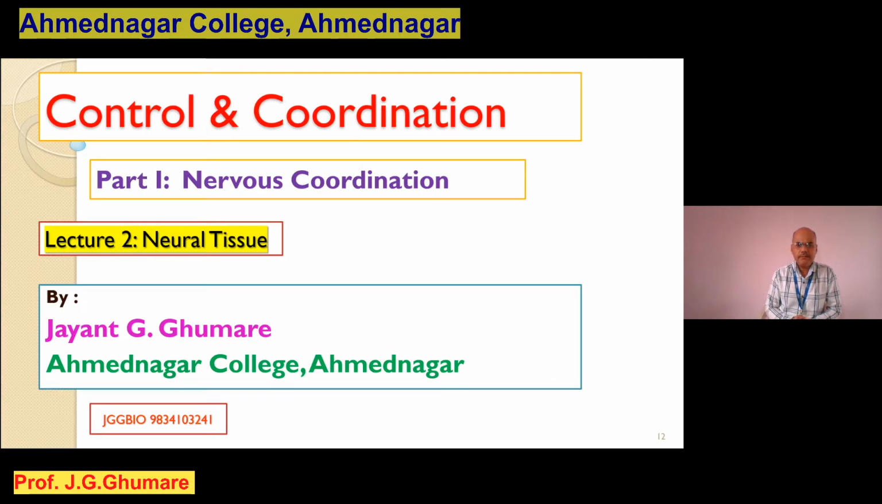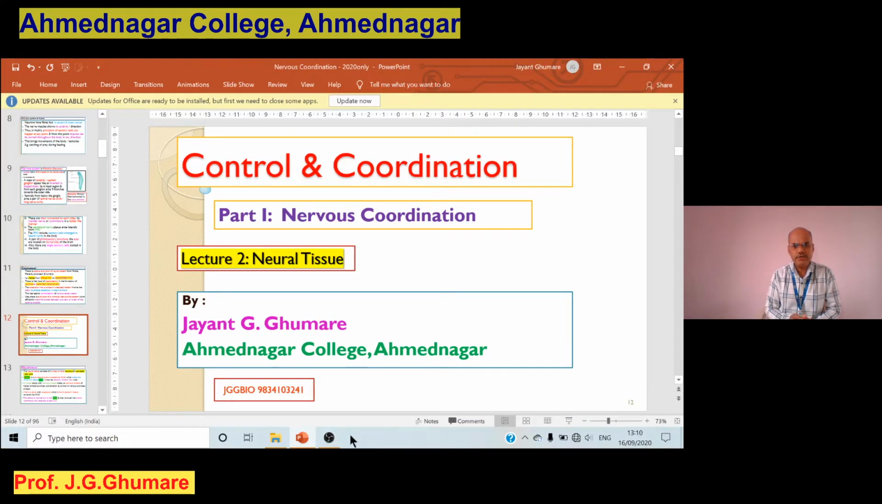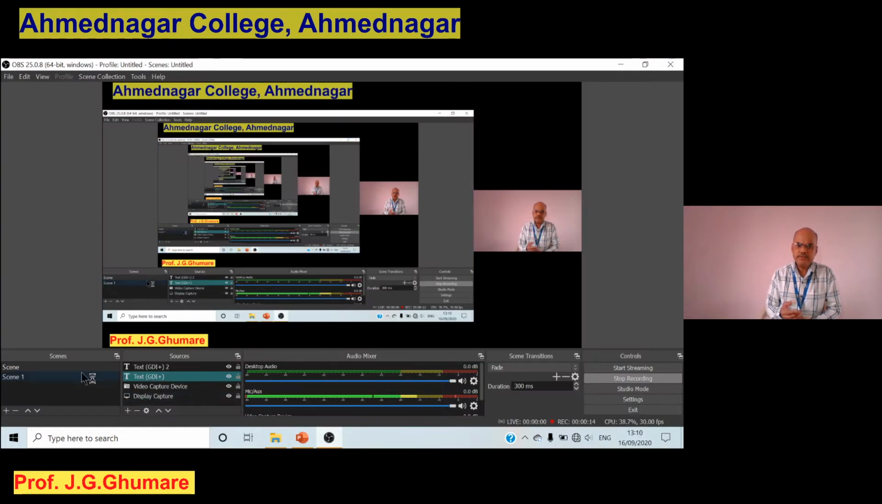We'll continue with the chapter Control and Coordination. First part, we are discussing nervous control and coordination. In the second lecture, we'll discuss neural coordination, the neural system. But before that, we'll take a quick revision of what we started last lecture.